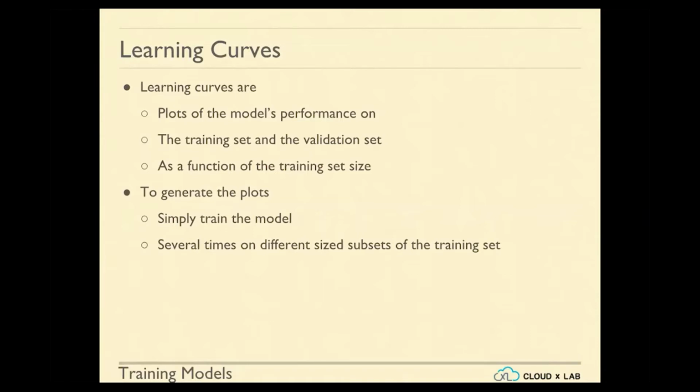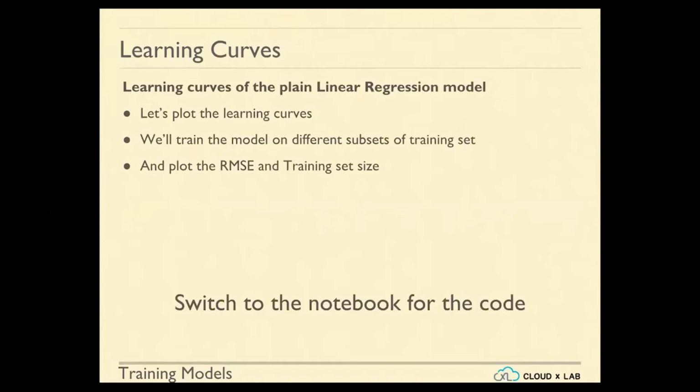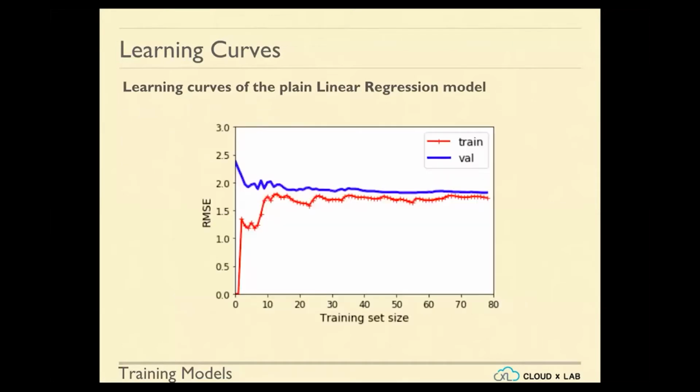So we generate the plots. Basically, we train the model several times on different size subsets of the training set, and then observe the plots. I think when we see the plot, it'll make more sense. So we'll train the model on different subsets of data and then plot the RMSE and training set size.